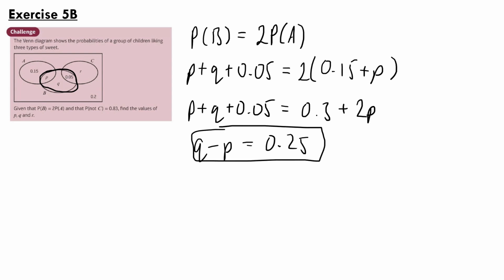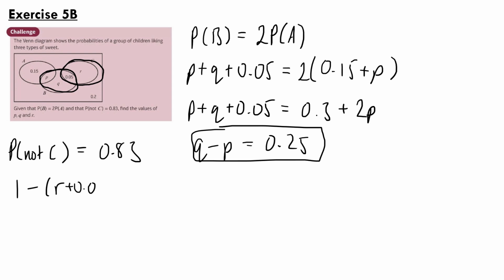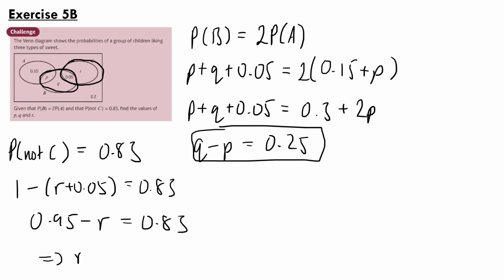Okay, the second bit of information we're given is that the probability not C is equal to 0.83. And so to find this probability, we just have to do 1, subtract everything that's inside the circle C. So that is 1 minus r plus 0.05 is equal to 0.83. So therefore 0.95 minus r is equal to 0.83 and r is equal to 0.12.